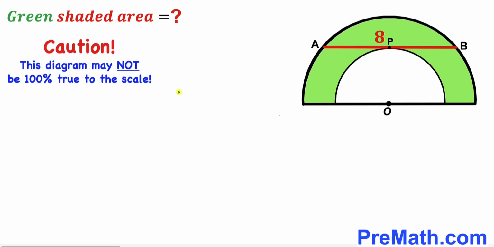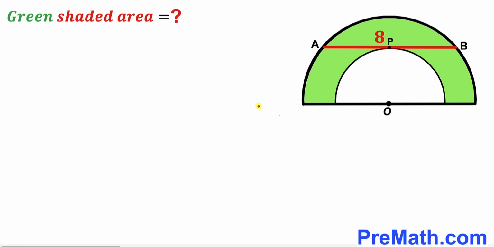Please keep in mind that this figure may not be 100% true to scale. Let's go ahead and get started. Here's our very first step. Let's focus on this larger semicircle. I'm going to label its radius as uppercase R, and the radius of this smaller semicircle, I'm going to label as lowercase r.